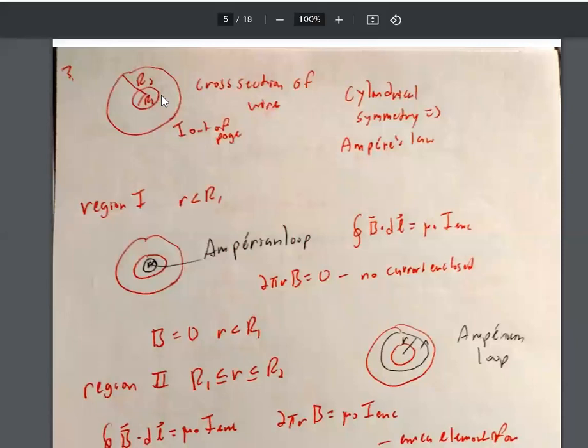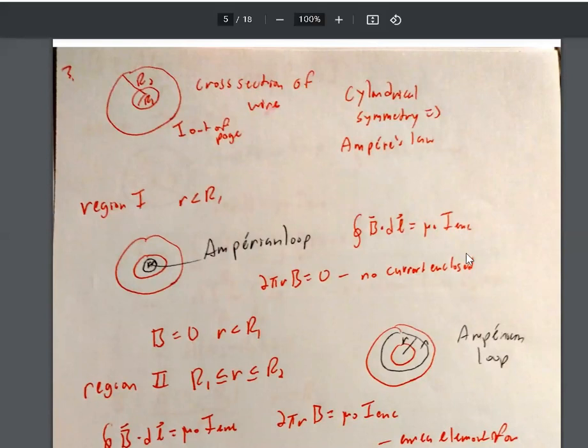Okay, and we want to know the magnetic field everywhere. Well, there are 3 regions here. There's the region inside of the small circle, there's the region that's in between, and then there's the region that's outside of this. Because this thing is infinite, we actually do have cylindrical symmetry, which means that we can use Ampere's law. So we'll have to use a different Amperian loop in each of these 3 regions: one inside the smaller circle, one in between, and one outside.